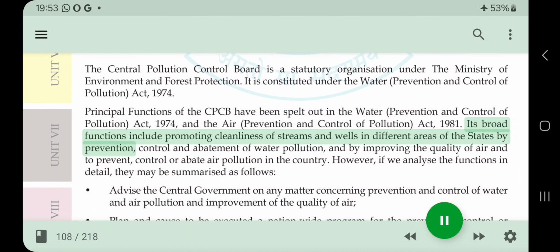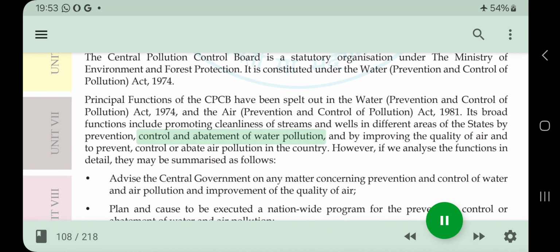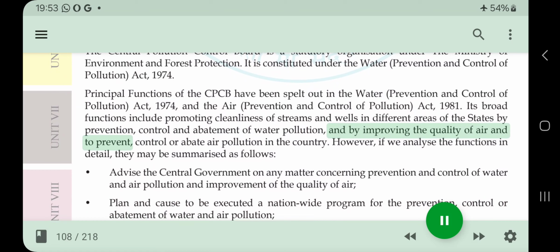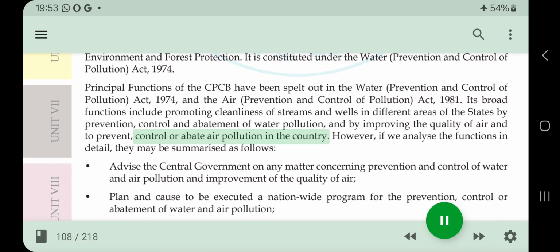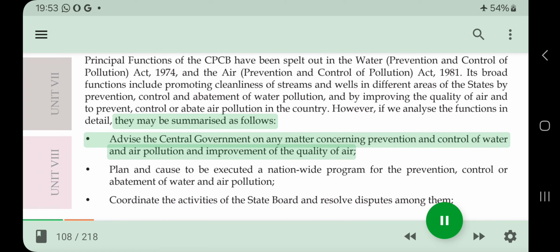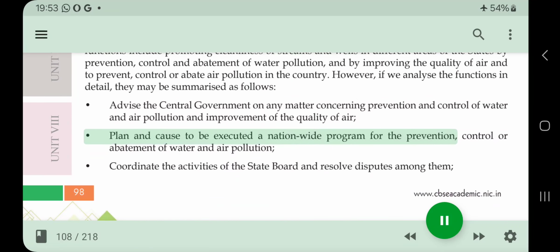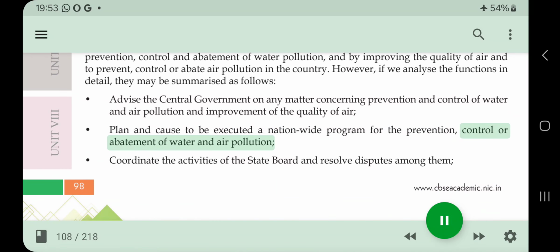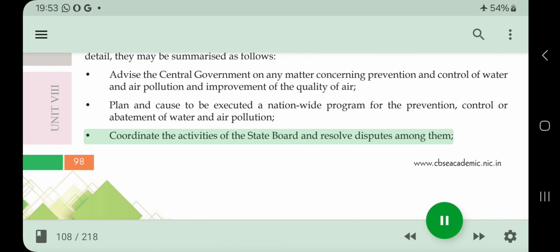Its broad functions include promoting cleanliness of streams and wells in different areas of the states by prevention, control and abatement of water pollution, and by improving the quality of air and to prevent, control or abate air pollution in the country. However, if we analyze the functions in detail, they may be summarized as follows. Advise the central government on any matter concerning prevention and control of water and air pollution and improvement of the quality of air. Plan and cause to be executed a nationwide program for the prevention, control or abatement of water and air pollution. Coordinate the activities of the State Boards and resolve disputes among them.